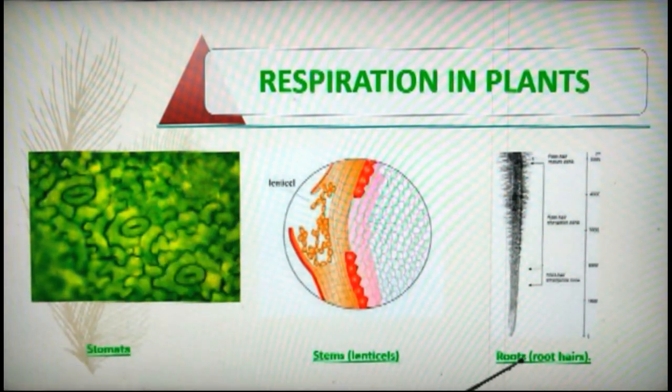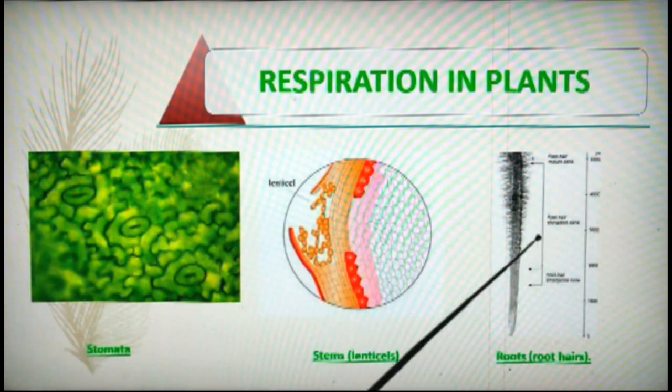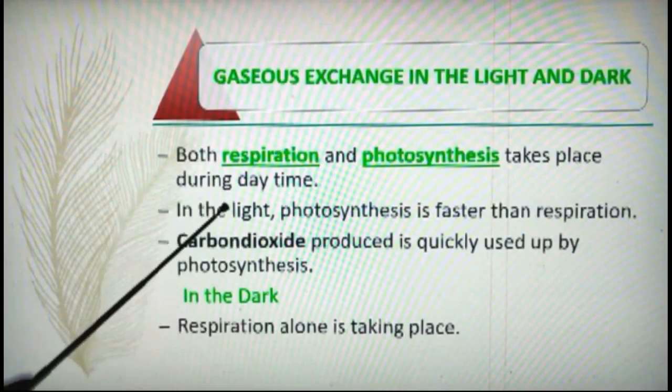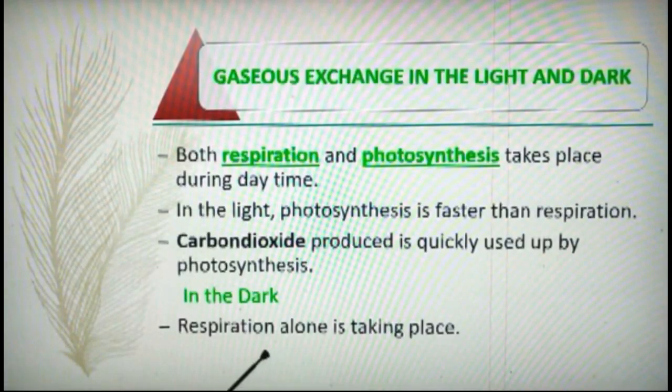And in the case of roots, root hairs are there. That part of the root, we know, is in close contact with the soil. Soil also has oxygen, so the roots take in air through the root hairs. So these three are the main structures that help the plant in exchange of gases. They are stomata present on the surface of the leaves, lenticels present in the stem and root hairs present in the root.